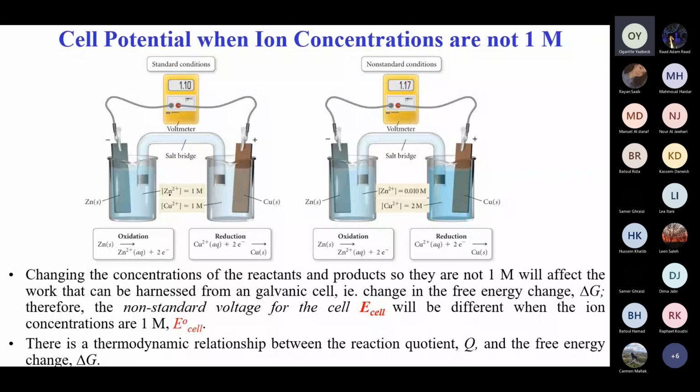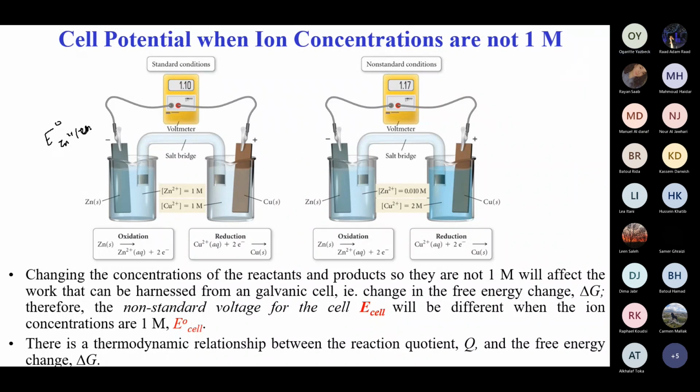If you remember, whenever we got the E naught values, we put the zinc electrode by itself with the hydrogen electrode, the SHE, and the copper electrode by itself with the SHE electrode, and we got the E naughts for both the zinc couple and the copper couple.